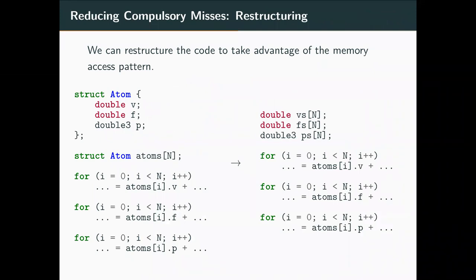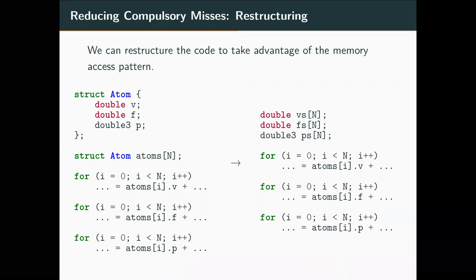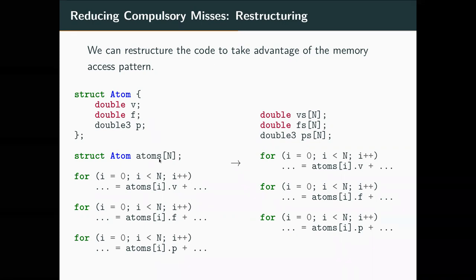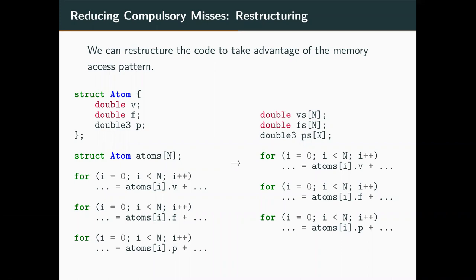All right, so then the last thing that we looked at was that you can just modify your code to actually take advantage of memory access pattern. So this was an example of a program where we have some velocity, I don't know what F is, but who cares, and then P. So we have these three different fields in our struct. And if we do a list of structs, what is going to happen with the data layout is that each of the V values is going to be fairly far away from the other V values. There's going to be a bunch of F and P values between them.